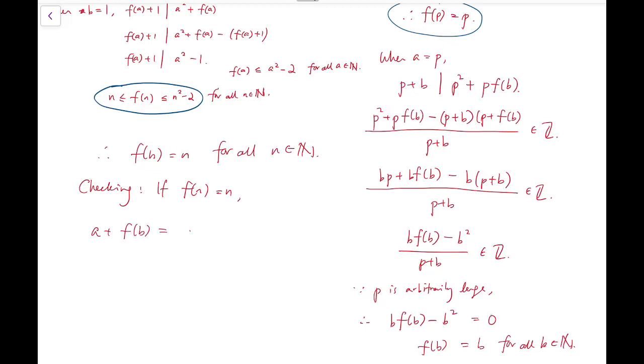If f of n equals n, then a plus f of b equals a plus b, and a squared plus f of a times f of b equals a squared plus ab equals a times a plus b, and it clearly is divisible by a plus f of b. So we give a tick, and we know that this is the only solution.